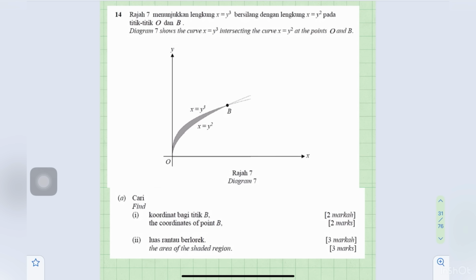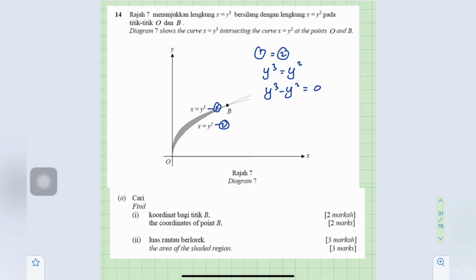Now number 14, diagram 7 shows the curve x equals to y cube intersecting the curve x equals to y squared at the point O and B. Okay, a, find the coordinates of point B. Now we can see from the diagram B is intersection point of two curves. So to find the intersection point, we can use simultaneous equation. So now we have equation 1 and equation 2. So we solve simultaneously lah. So 1 equals to 2. Okay, so then y cube equals to y squared. So y cube minus y squared equals to 0. Ni jangan cancel off eh. Kalau cancel off tak dapat markah ni.